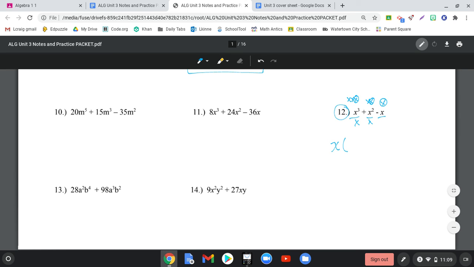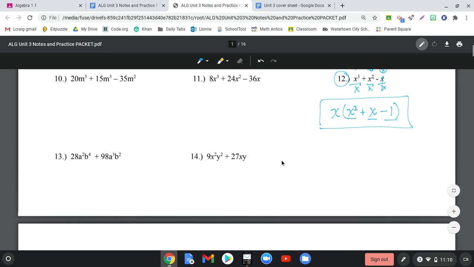And if we're dividing by x, it means we're dropping all the exponents down by 1. So 3 minus 1 would be x squared. 2 minus 1 would just be plus x, or x to the first, minus x divided by x. Remember, if everything cancels, it's a 1. If you have 3 terms to begin with, you should have 3 terms to end with inside of there. Okay.